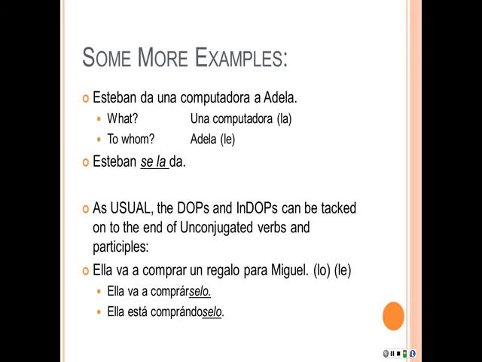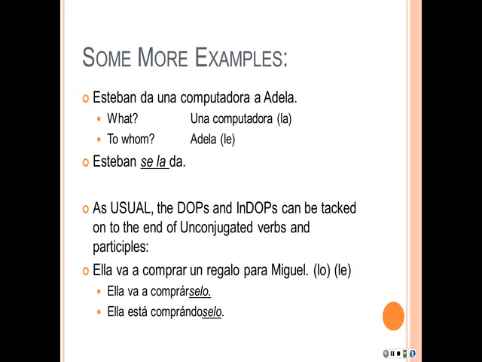Here's some more examples. Esteban da una computadora a Adela. What does he give? A computer. So una computadora, which is feminine and singular. So we use the direct object pronoun la. Whom does he give it to? Adela, which would be le. So instead of saying Esteban le la da, we can't have the la la, Esteban se la da. He gives it to her.